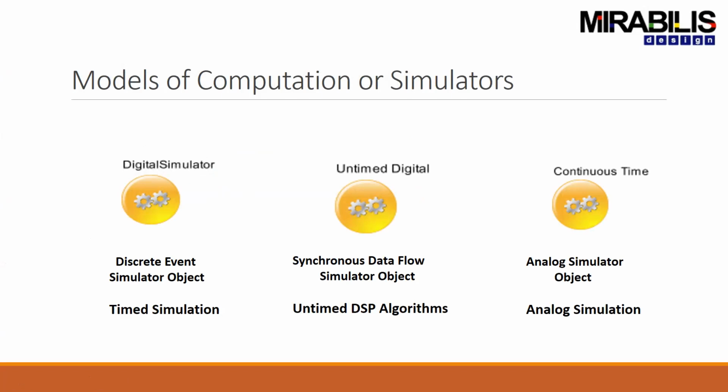There are two other simulators. The untimed simulator is used in synchronous data flow applications. It uses multiple components with synchronized data flow transfers and a centralized clock, for example a DSP or image processing. For those applications, this untimed simulator can be used.